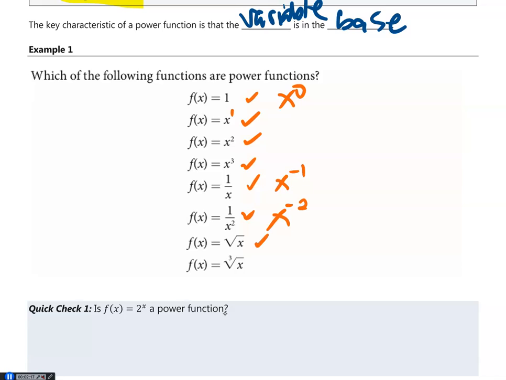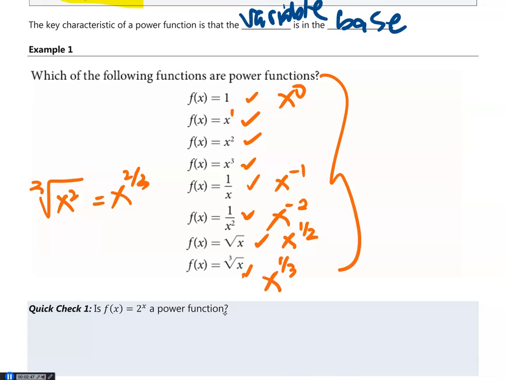Square root of x is a yes. The root, you can rewrite this as x raised to 1/2. 1/2 is a real number. Same thing with the cube root of x, which is equivalent to x raised to 1/3. Okay, so let's say cube root of x squared. This is the same thing as x raised to 2/3. So all of these are a yes. They are all power functions.